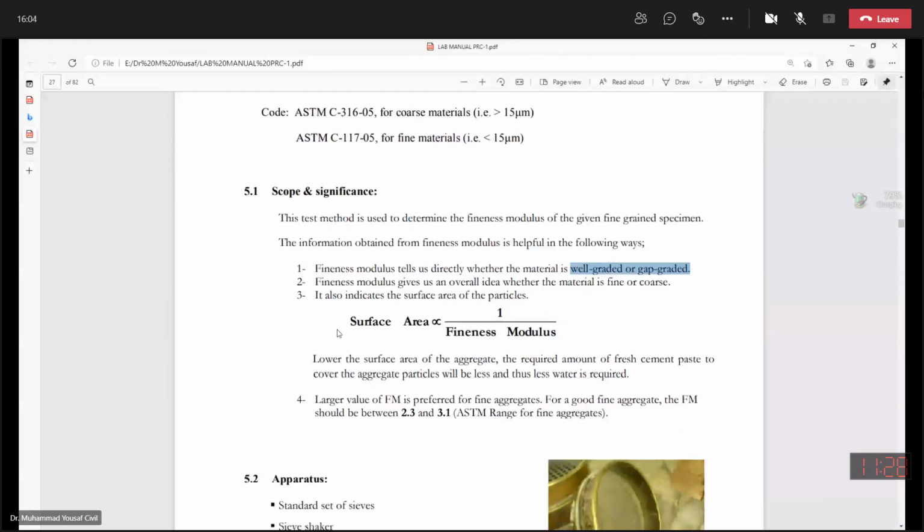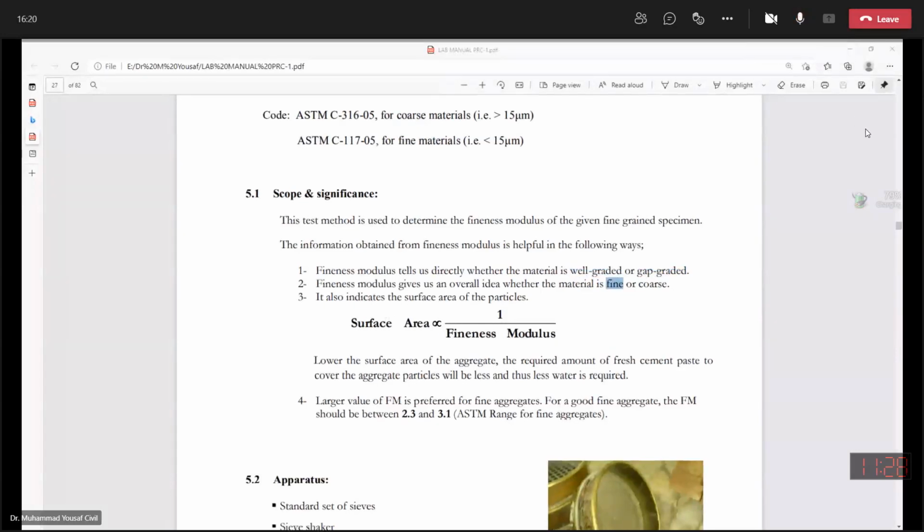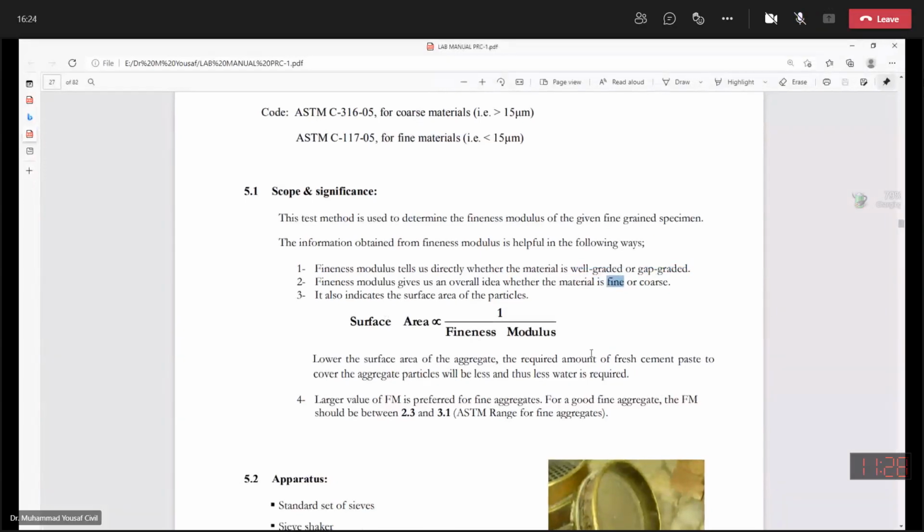The next is, it also indicates the surface area. If the material is fine, the surface area will be less or more? Yes? Anyone? Yes. If the material is fine, then the surface area will be more.